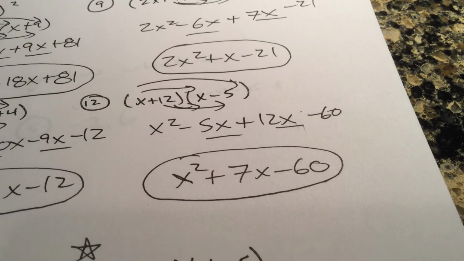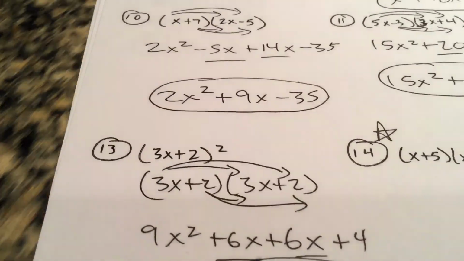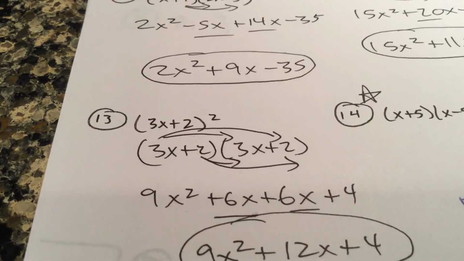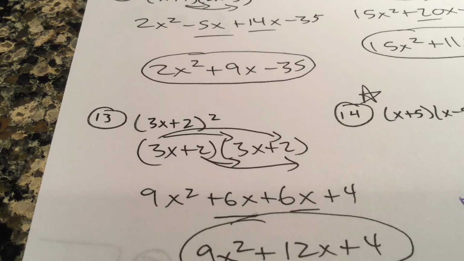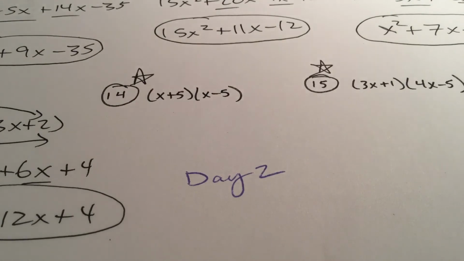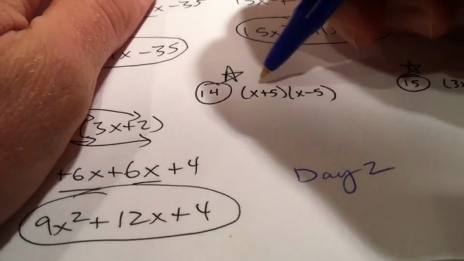On number 12, x squared minus 5x plus 12x minus 60. 3x plus 2 squared is 3x plus 2, 3x plus 2. Number 14, x plus 5, x minus 5. Let's do this one together.